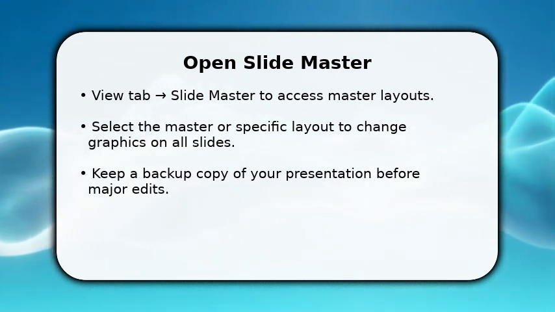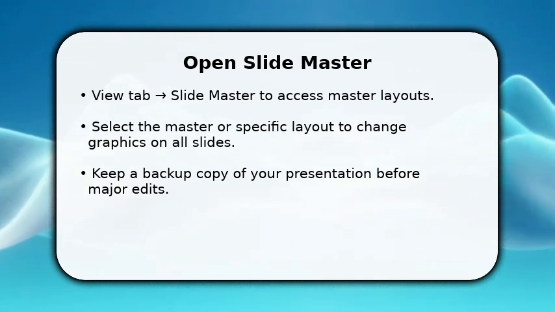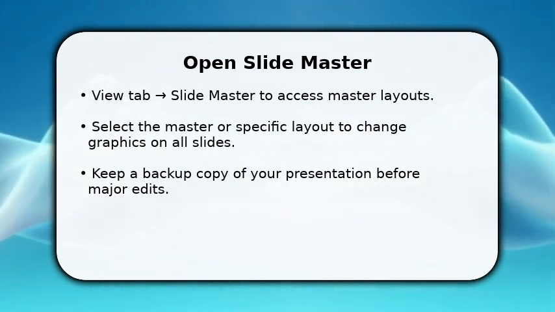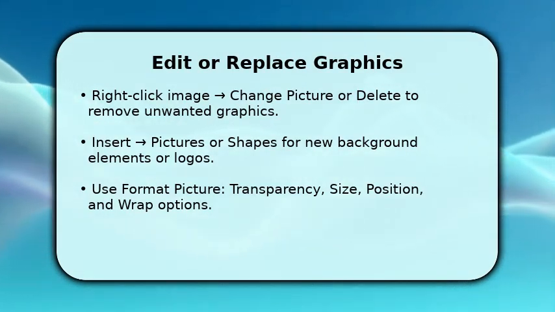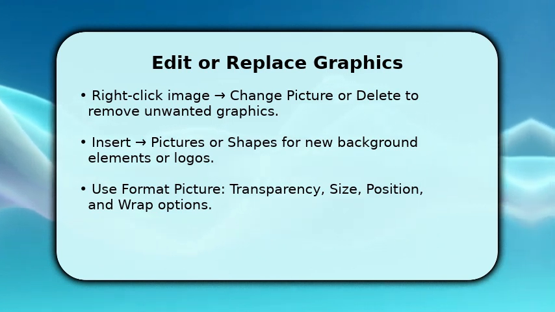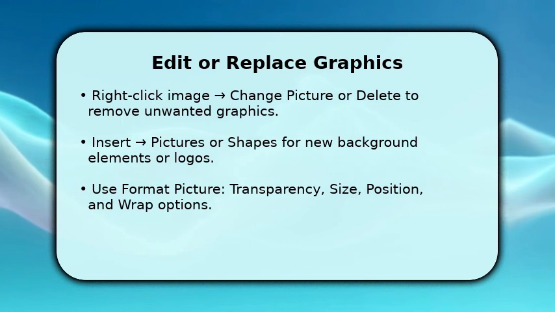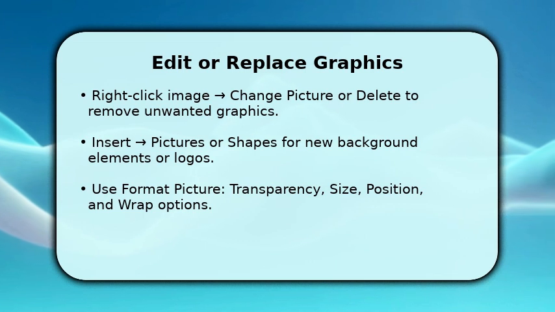This initial step ensures you modify the source, not each slide one by one, which saves time and prevents layout drift across the deck. Once in the master view, select the graphic you want to remove or replace. Right-click and choose Change Picture to swap files or Delete to clear it. Then insert your new background or logo via Insert > Pictures or Shapes and place it on the master so it appears on all linked slides.